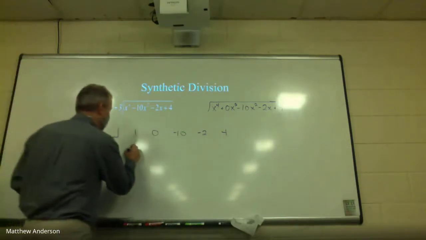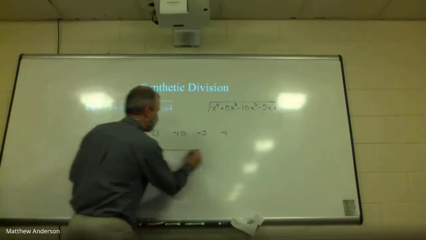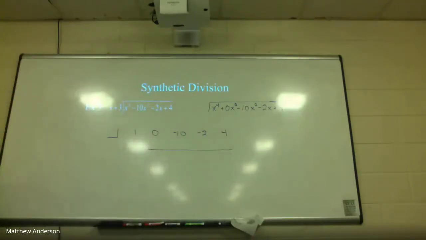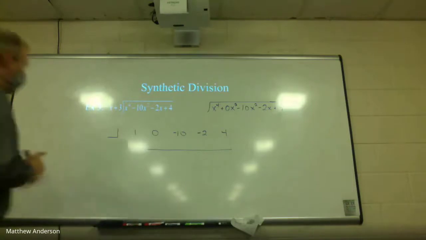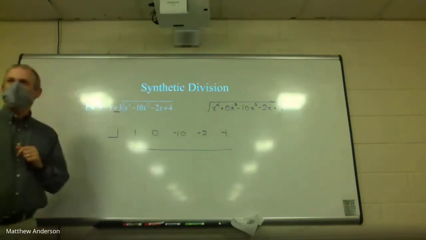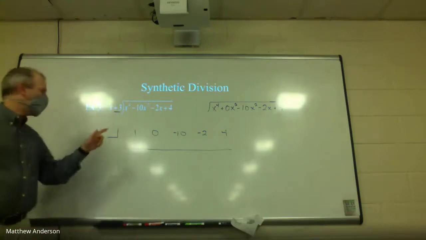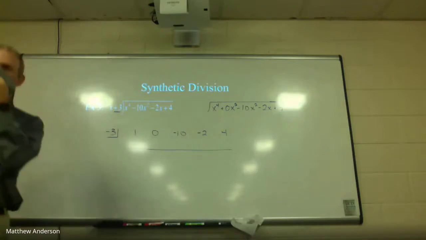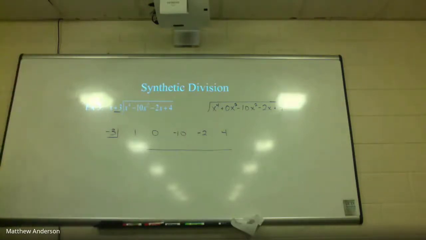Then we're going to put a line. We leave a space and put a line right down here. Okay, now here's the important part. That part's pretty easy. Here's the important part. What goes here is always the opposite of what you see there. So when you see plus 3, what goes into this corner is negative 3. It's always the opposite. Okay? So is everybody okay on how we set this up?